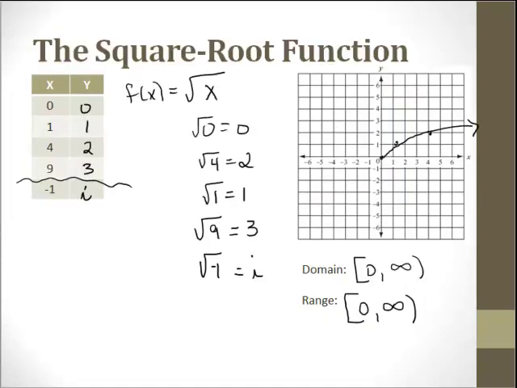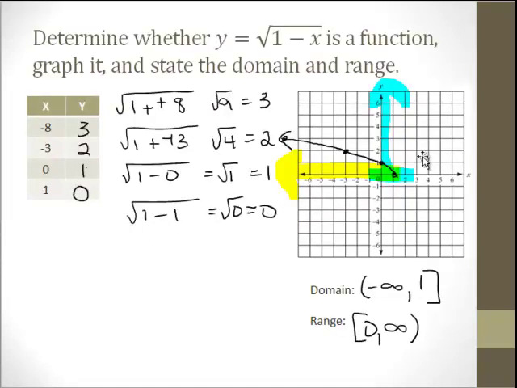So compare this to the one on the previous page. How's it different? It's reflected over the y-axis, and it's shifted 1 unit to the right. That's because of what's underneath here. This negative will reflect it over the y-axis, and the 1 is what's making it shift right or left.